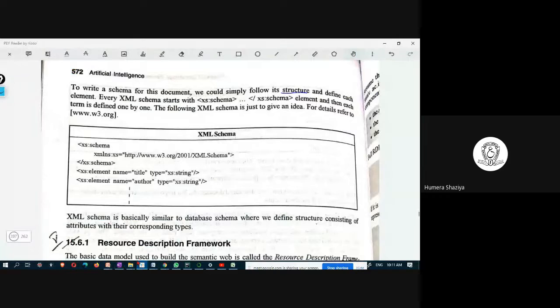stating that XS is an XML schema whose element name is title and which is expecting a value of type string. Likewise, there is another element with a name author, having a string as its type.